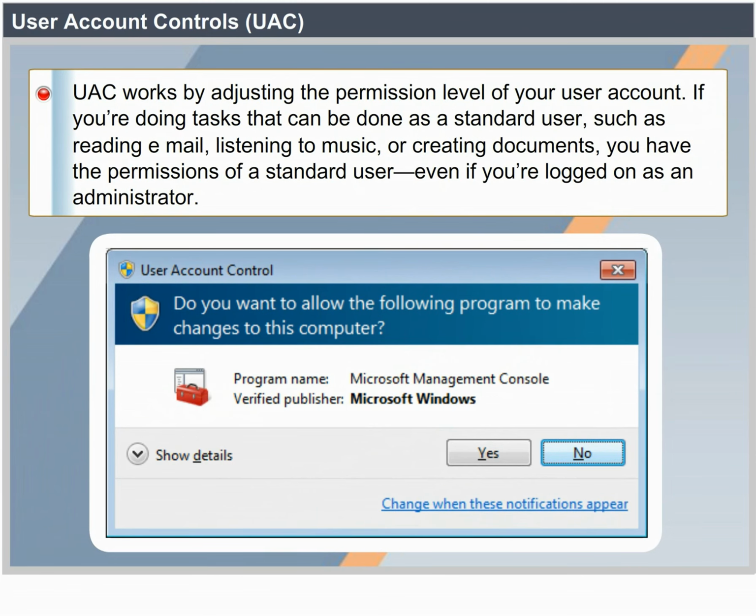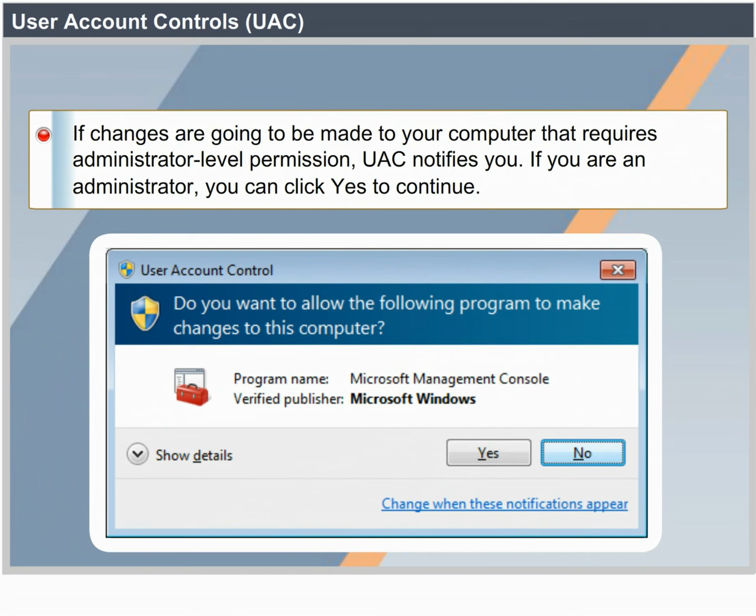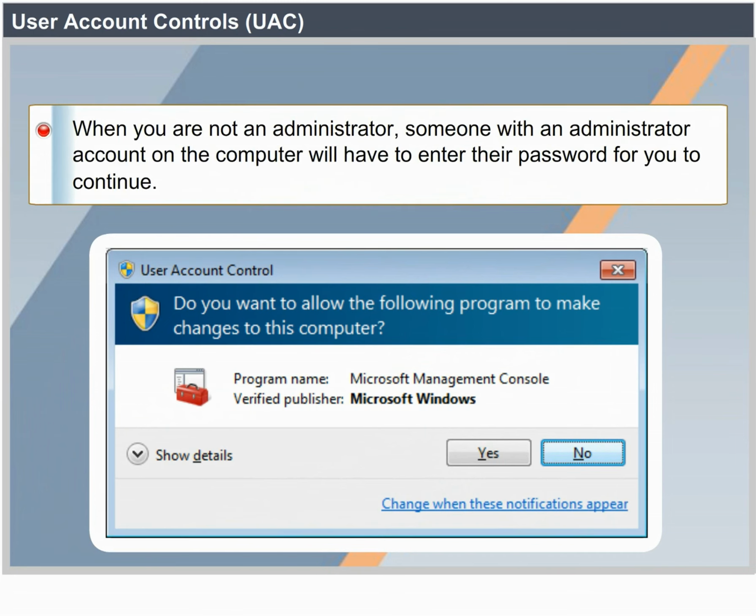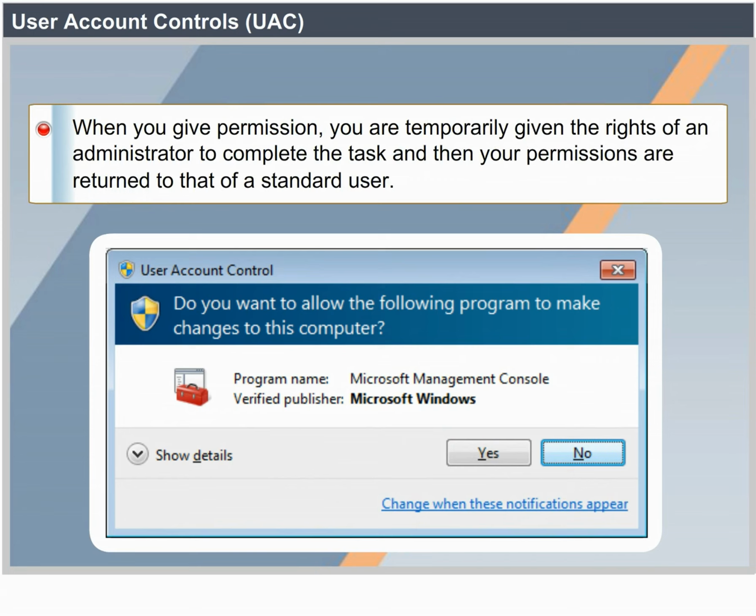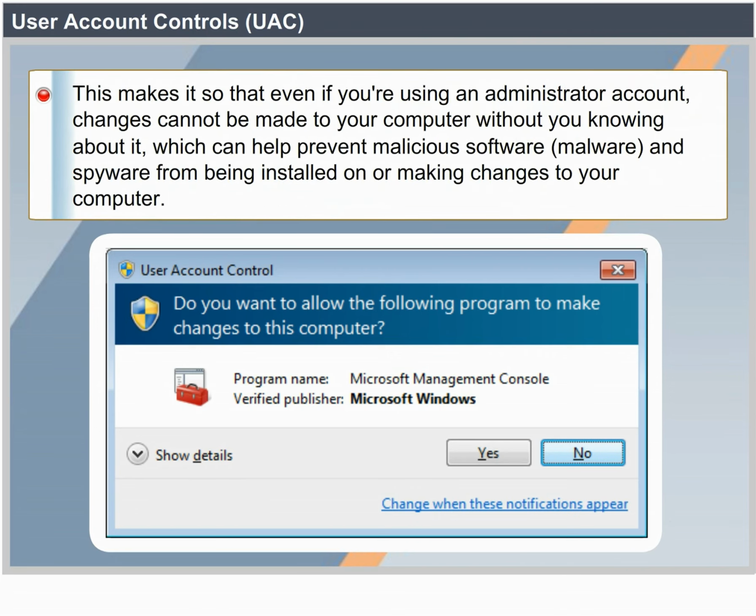If you are not an administrator, someone with an administrator account on the computer will have to enter their password for you to continue. If you give permission, you are temporarily given the rights of an administrator to complete the task, and then your permissions are returned back to that of a standard user. This makes it so that even if you are using an administrator account, changes cannot be made to your computer without you knowing about it, which can help prevent malicious software, malware, and spyware from being installed on or making changes to your computer.